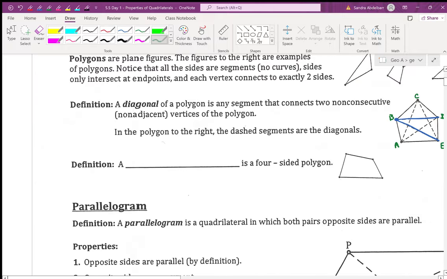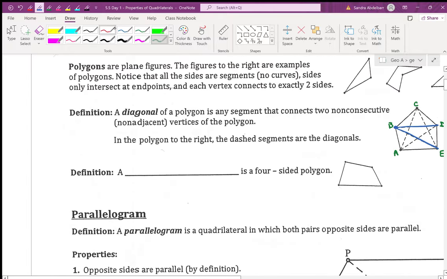All right. Definition: a quadrilateral is a four-sided polygon. Okay, so we are going to now talk about all the different quadrilaterals that we're going to be using in this chapter, and we're going to go over the properties that they have.